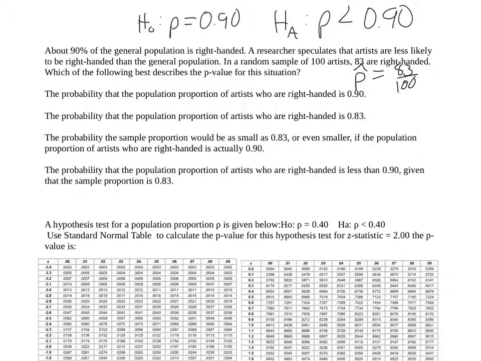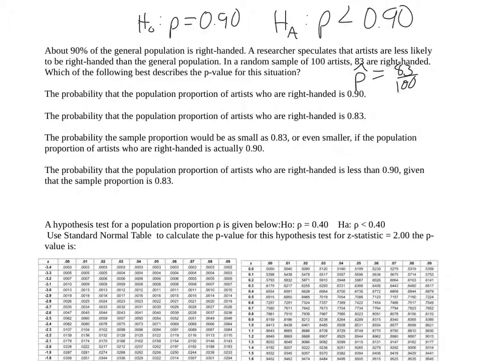Now we have the probability that the sample proportion would be as small as 0.83 or even smaller if the population proportion of artists who are right-handed is actually 0.9. So, if you can follow along with what I said before, the p-value is the chance that you have the data that you saw or data more extreme, given that the null hypothesis is true.